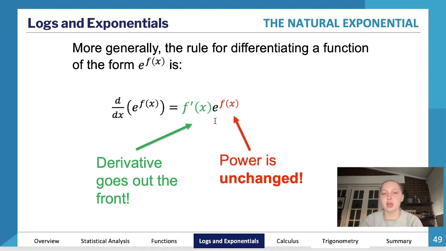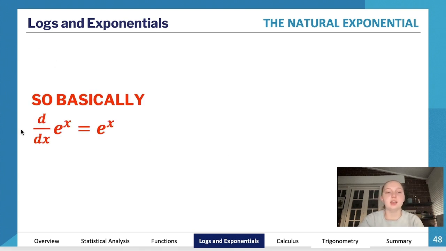Okay, so this bit doesn't change. You're just multiplying it by the derivative of this f of x. So your power remains unchanged and your derivative will go out the front. Essentially, why that works with just e to the x is because you're doing e to the x, this doesn't change, you're multiplying it by the derivative of your function, the derivative of x is just 1, and so then you get e to the x times 1 is equal to e to the x.